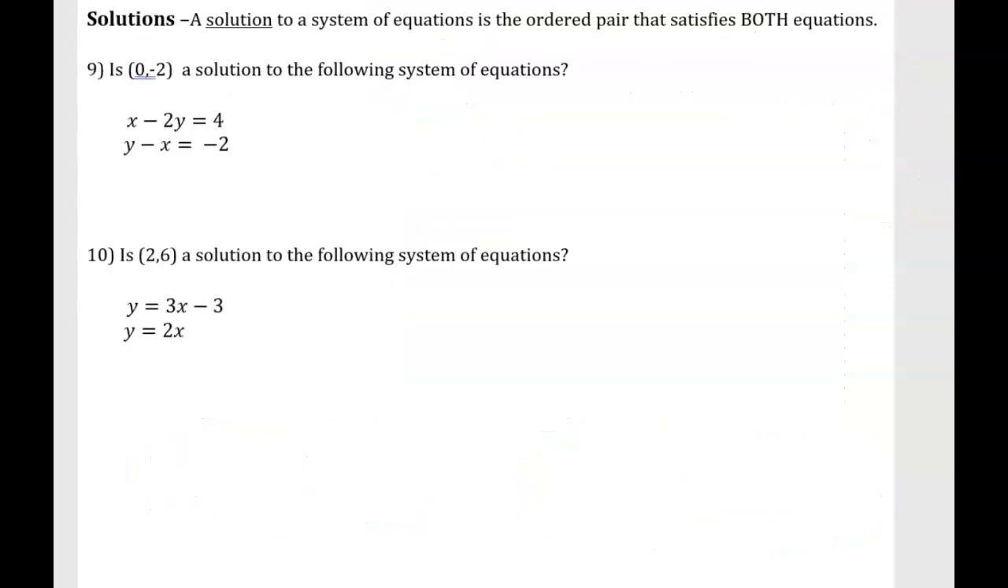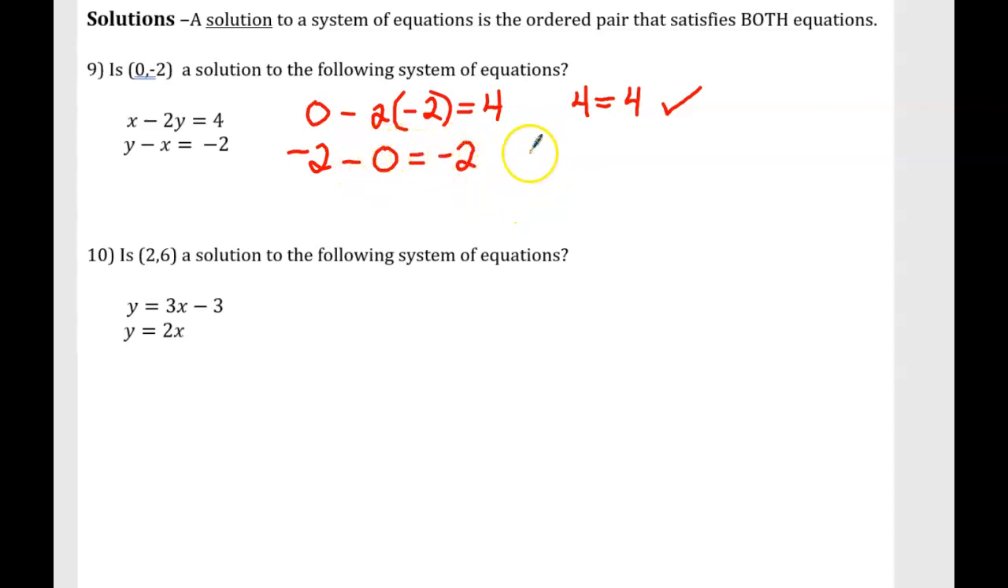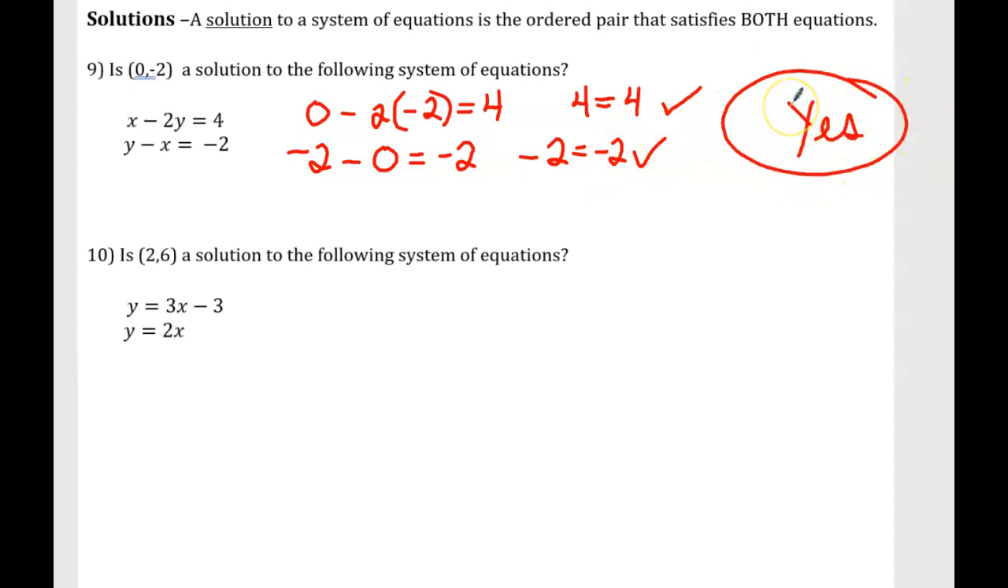Okay, so looking at number 9, it says a solution to a system of equations is the ordered pair that satisfies both equations. So this is like doing the check step. The question says, is (0, negative 2) a solution to the following system of equations? So we just plug in 0 and negative 2, and we get 0 minus 2 times negative 2. Does that equal 4? Well, 4 does equal 4, so this one's yes, but you've got to do it with both, okay? It's going to be true for both. So now I have my y, which is negative 2, minus my x, which is 0. Does that equal negative 2? Well, that one does too, okay? So this is an example of yes, it does satisfy it.